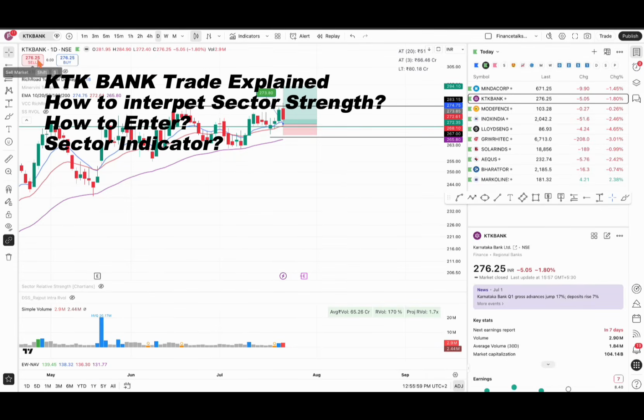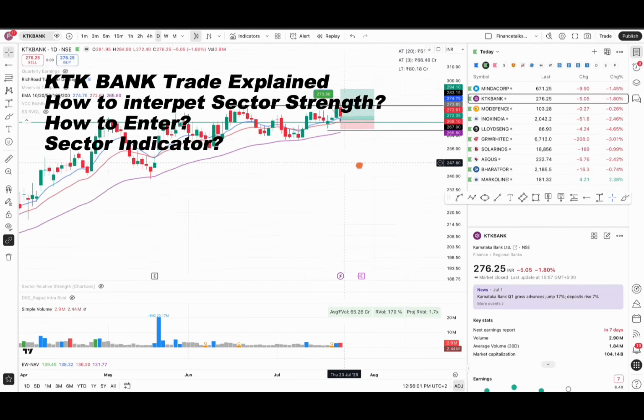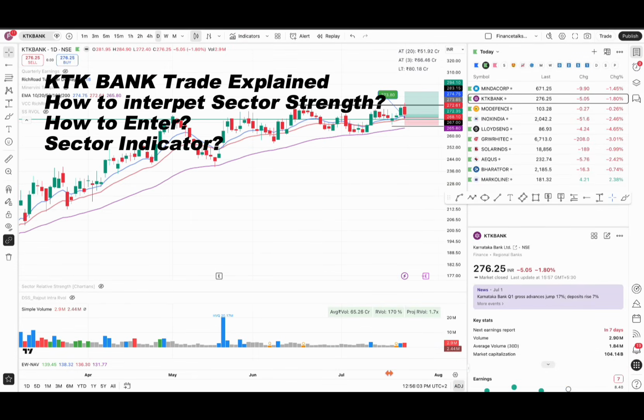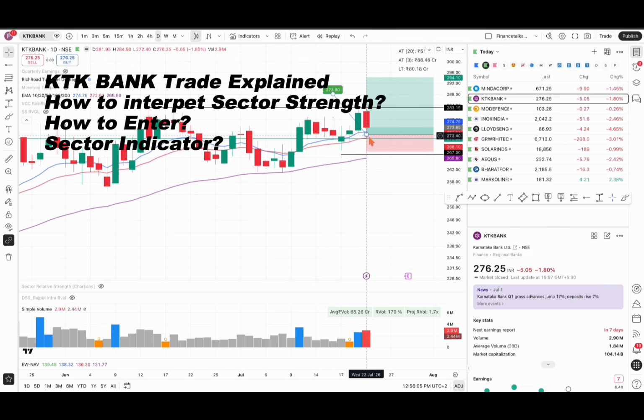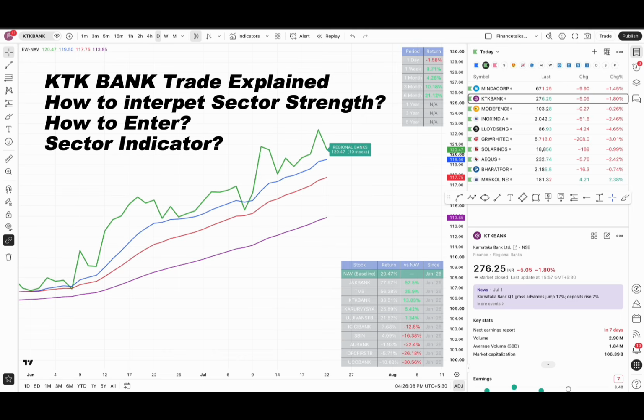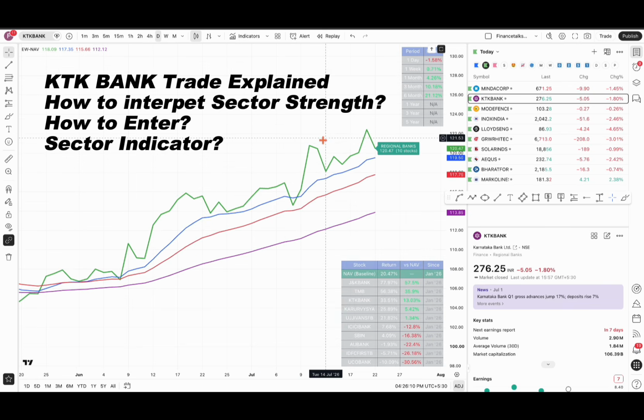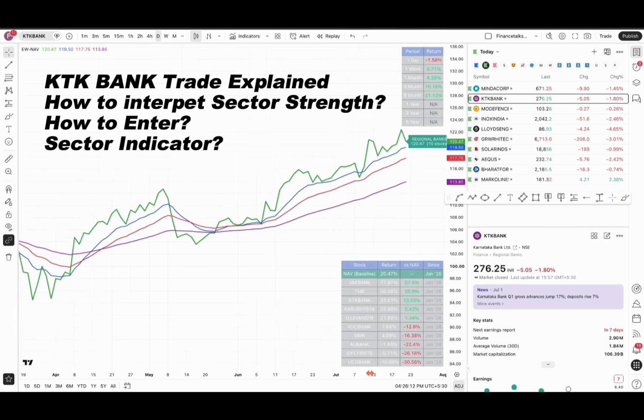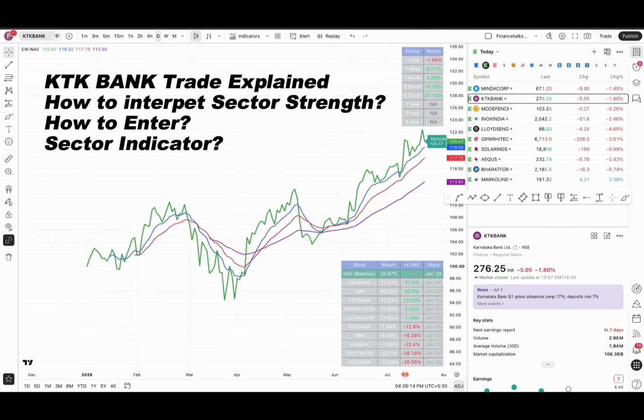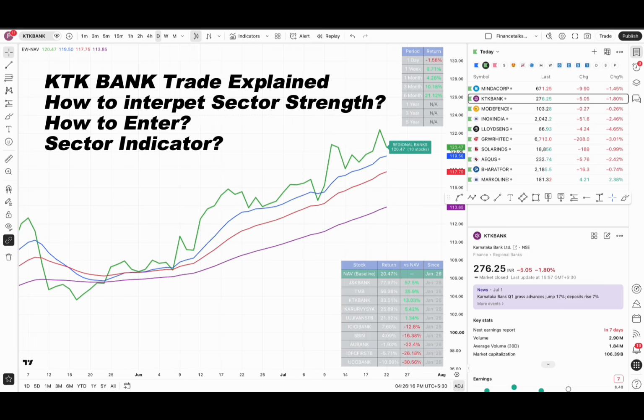I took a KTK Bank trade today, so I'll explain how I entered into it and what made me enter into it directly, and also about the sectors: how do I calculate the sector strength, and should I enter in this sector or not.